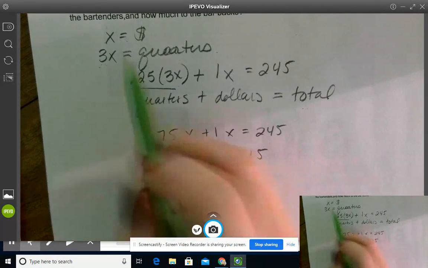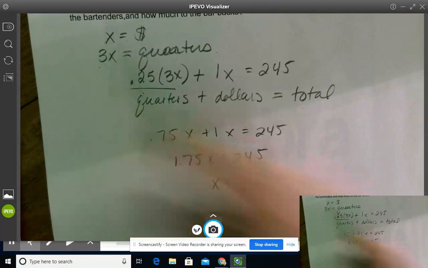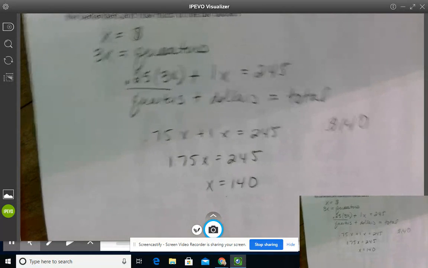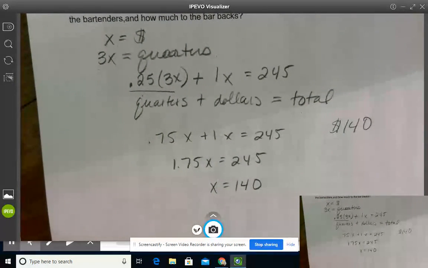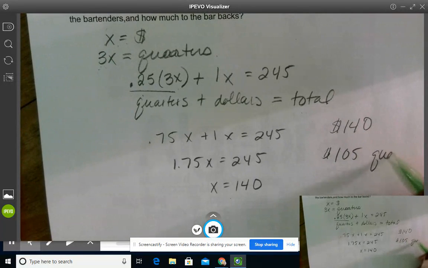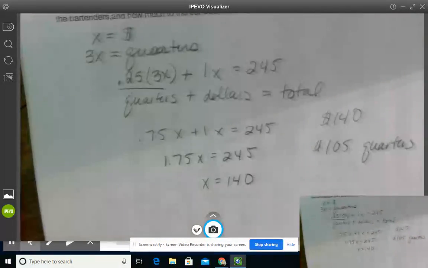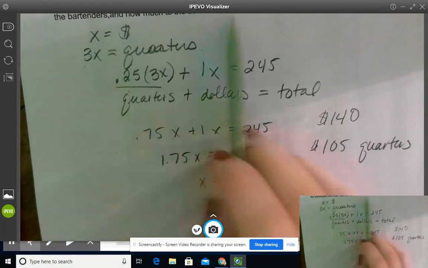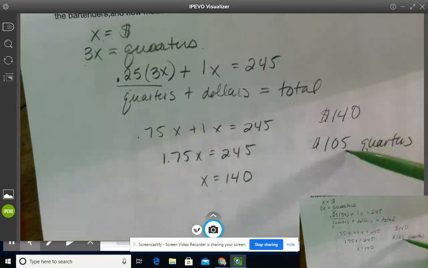Now remember, we had x represent dollars. So they have $140 in dollar bills, but they started off with 245. So 245, I can't type, 245 minus 140. So that means they have $105 in quarters and then $140 in dollar bills. And I think that answers both questions: how much money goes to the bartenders and how much goes to the barbacks? So 140 goes to the bartenders, 105 goes to the barbacks.